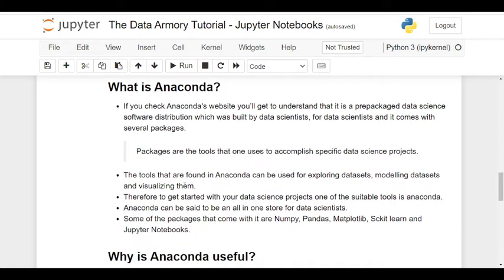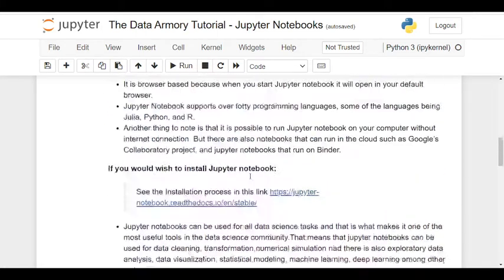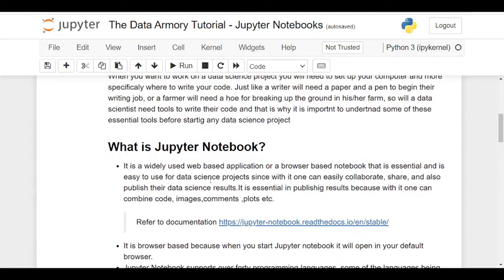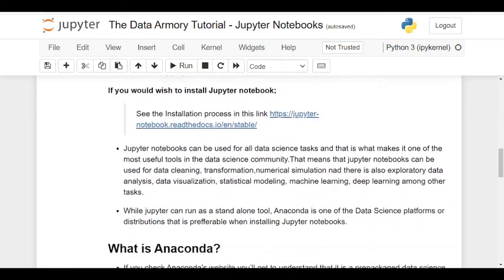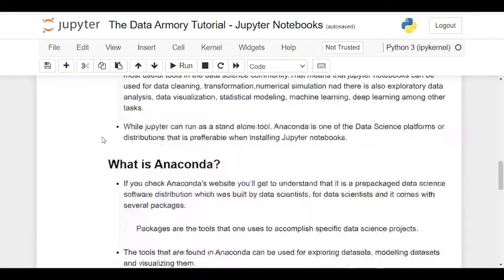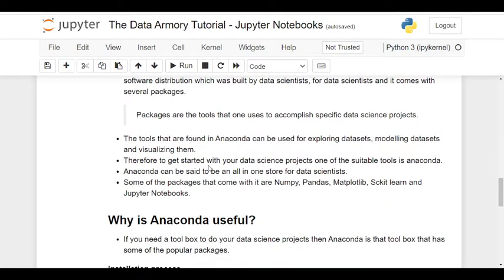The tools found in Anaconda can be used for exploring datasets, modeling datasets, and visualizing them. And as we noted, one of the tools that will help in exploring and visualizing data is Jupyter Notebooks, which is one of the tools in Anaconda, and that's why we are mentioning this Anaconda distribution. Therefore, to get started with a data science project, one of the suitable tools is Anaconda. Anaconda can be said to be an all-in-one store for data scientists. That is the power of this distribution.